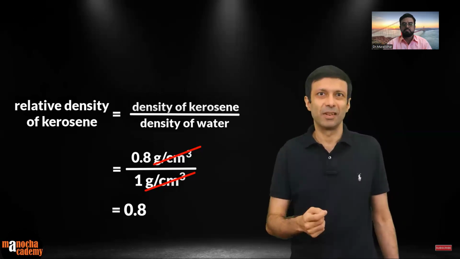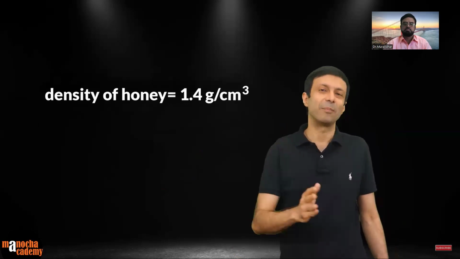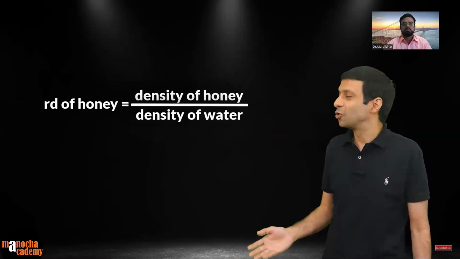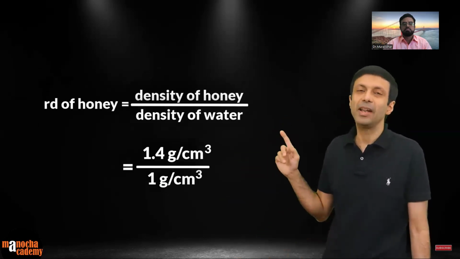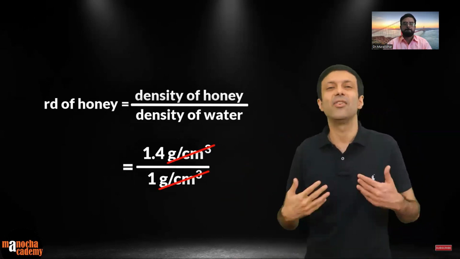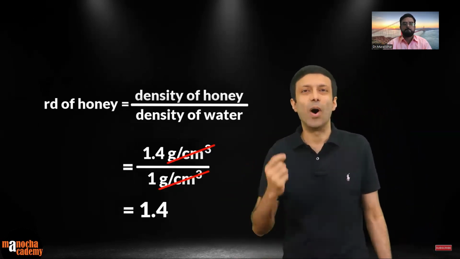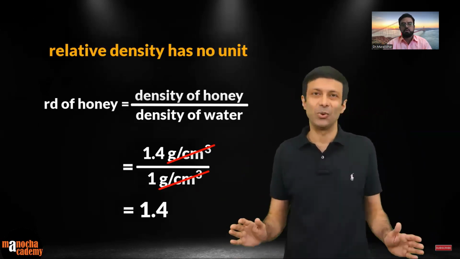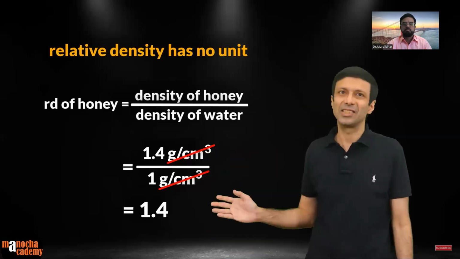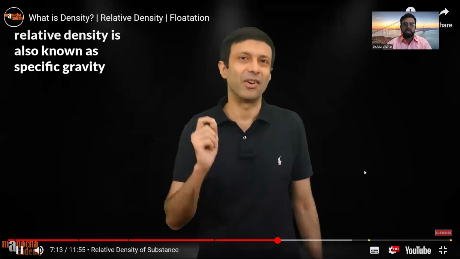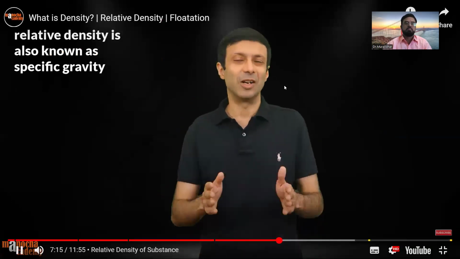It's a mere number. Now what about honey? Honey had a density of about 1.4 gram per centimeter cube. Again, you can find the relative density by using the formula. So it's going to be density of honey divided by density of water. Once again, the units will cancel each other and we get the relative density of honey as 1.4. So note that relative density does not have any units because the units cancel each other. Relative density is also known as specific gravity. So you can remember that term as well.